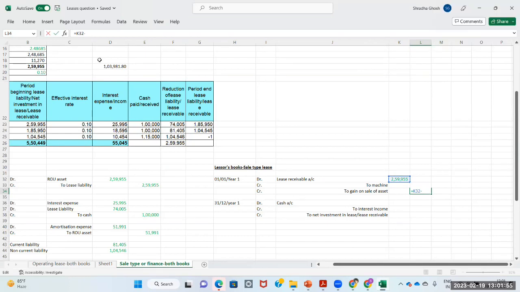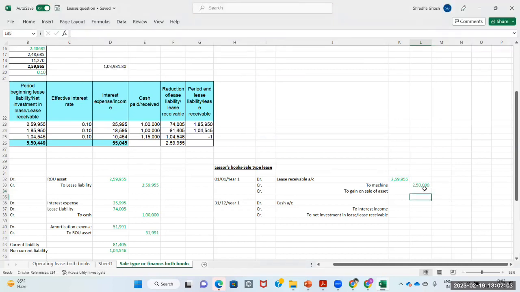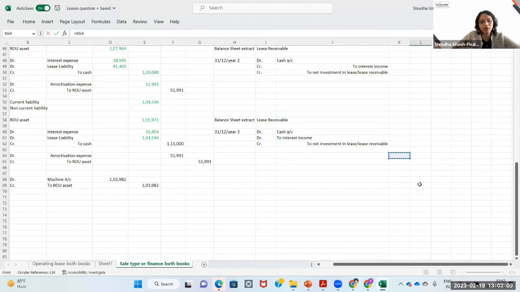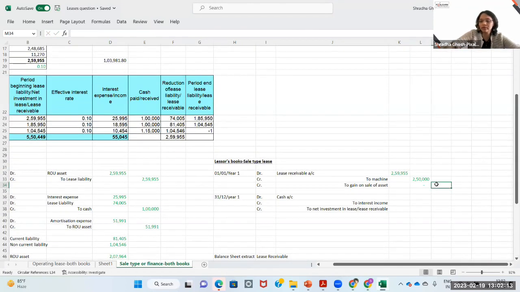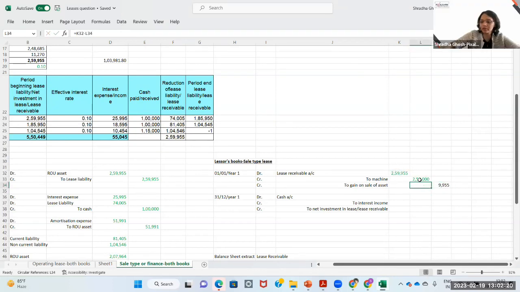So it will be this minus this. Whatever is the delta will become the difference. Okay, 9,995. What will be the interest element?